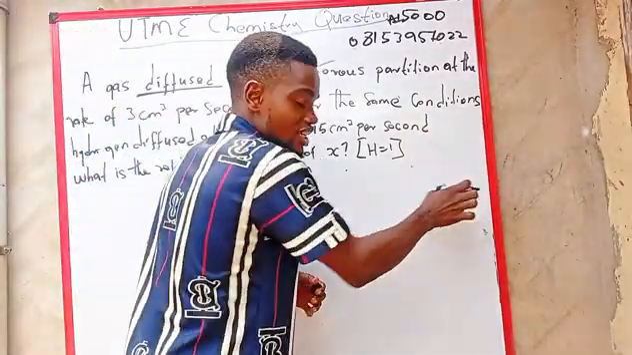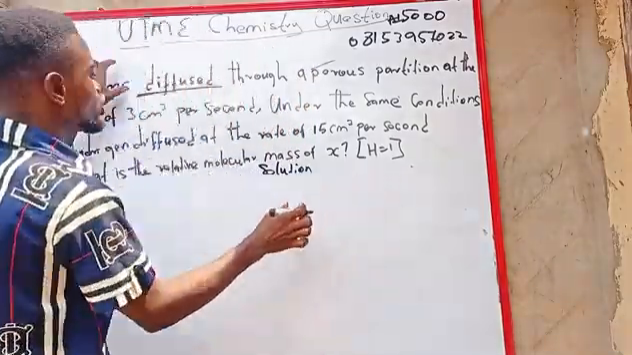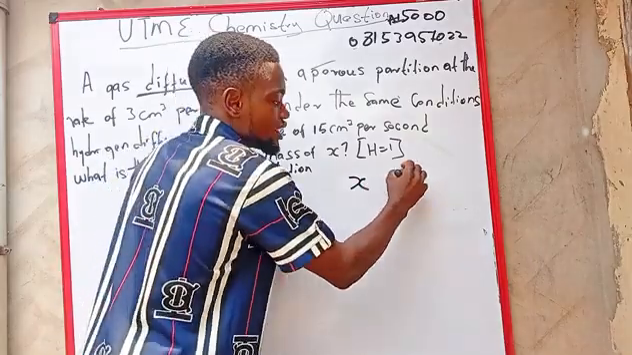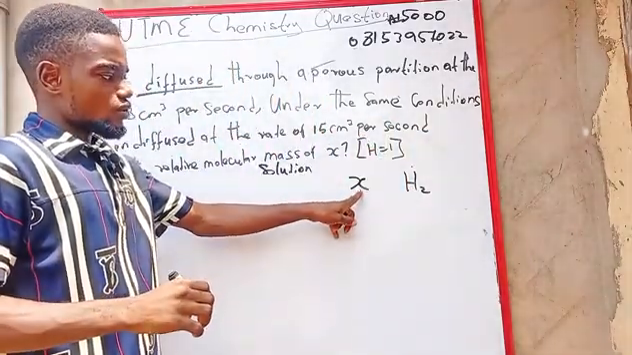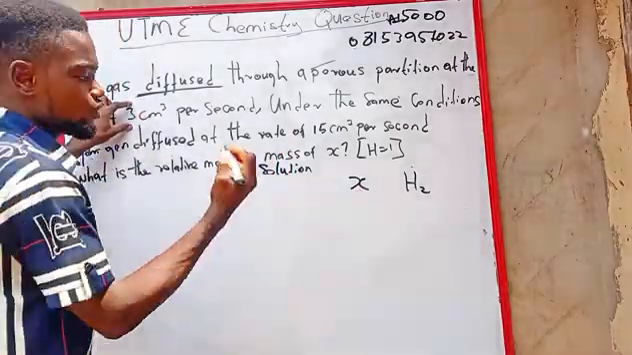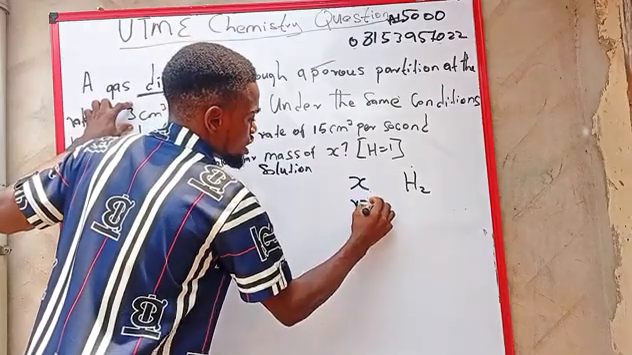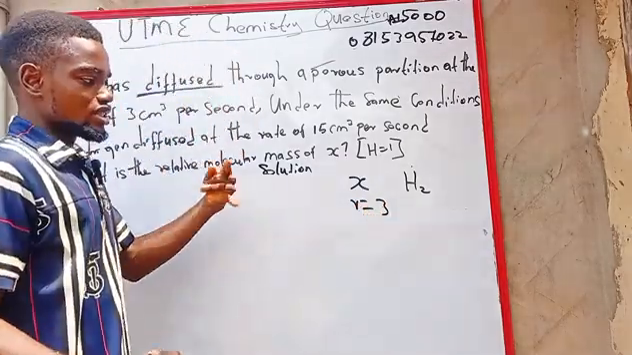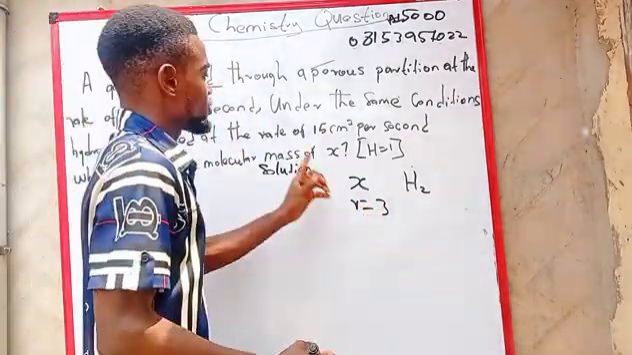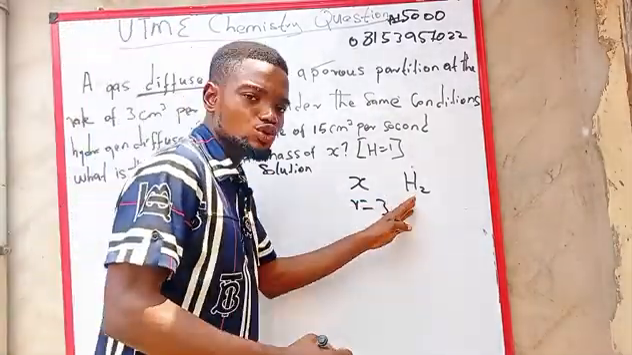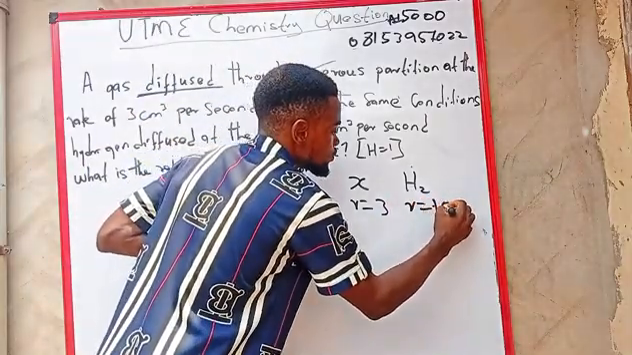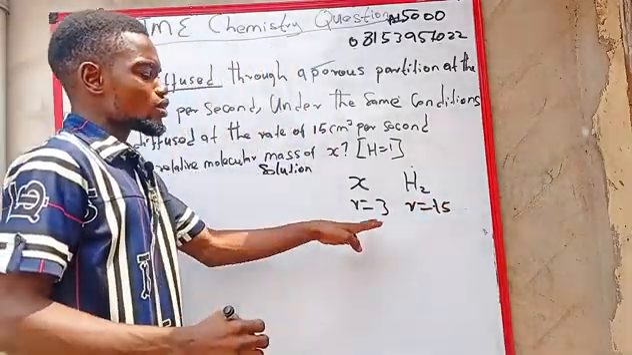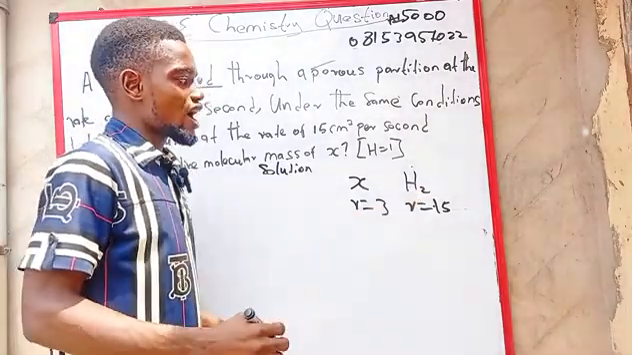Now we have two gases in consideration. Number one is the unknown gas, which is X, and the second one is hydrogen gas. The rate at which X diffuses is 3 centimeter cube per second. That is the unit of rate. Now for hydrogen, hydrogen diffuses at 15. The rate of hydrogen is 15.